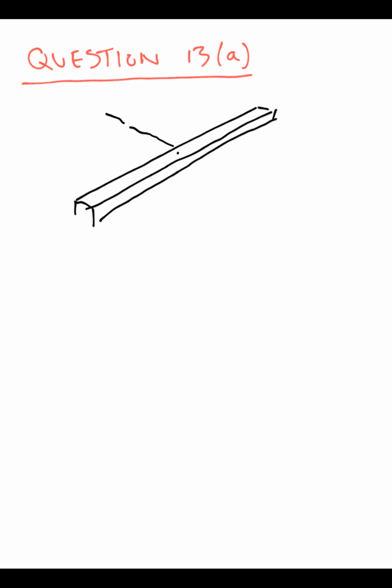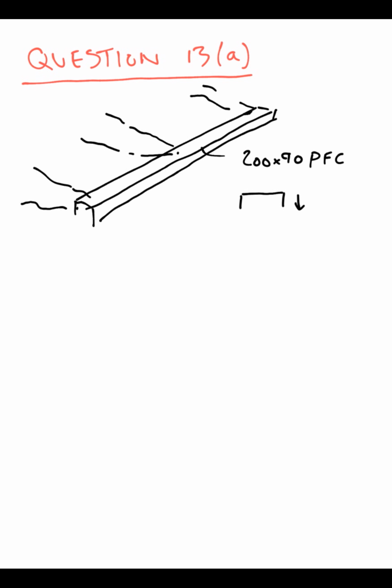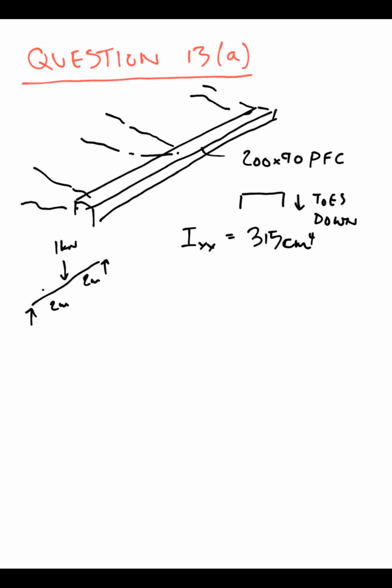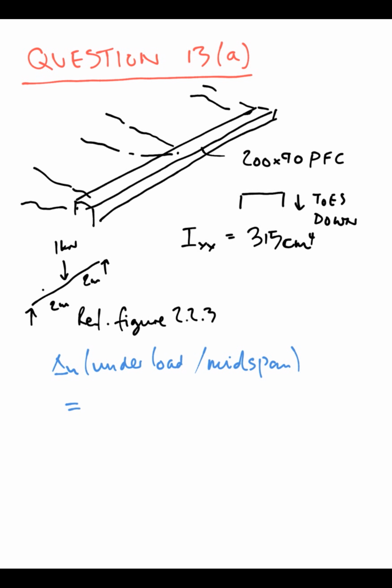Question 13a, and now we're going to set this up. We've got the cantilever, we've got the PFC on the edge, cantilever edges, so this is looking at the end. Toes down, the I value is given, 315 centimeters to the 4, and the beam diagram is 1 kilonewton central point load on a 4 meter span, reference figure 2.2.3.